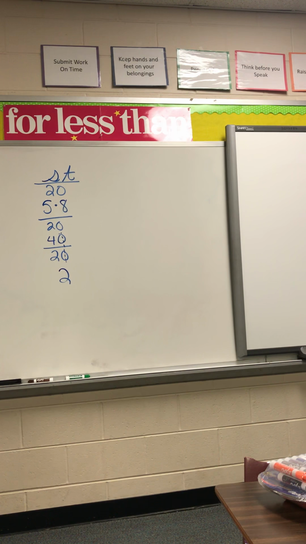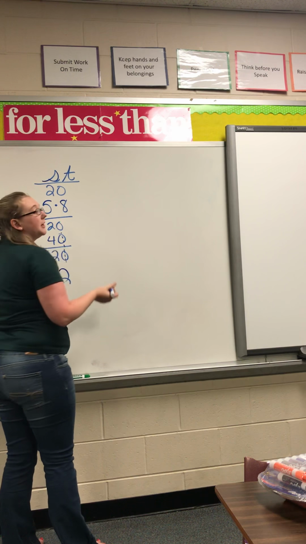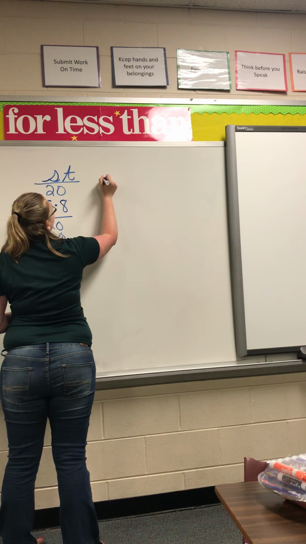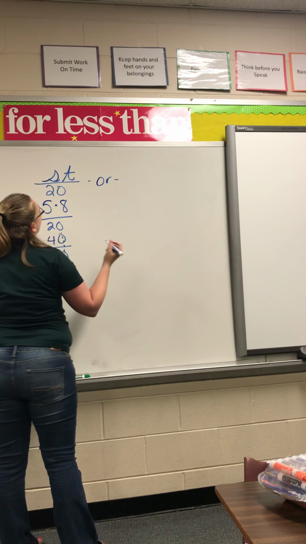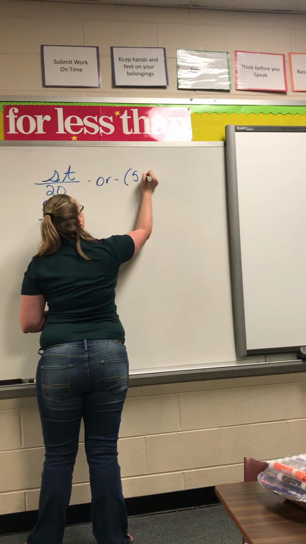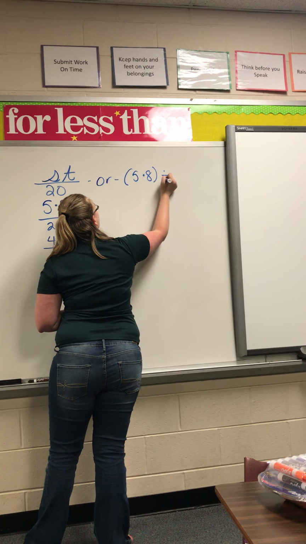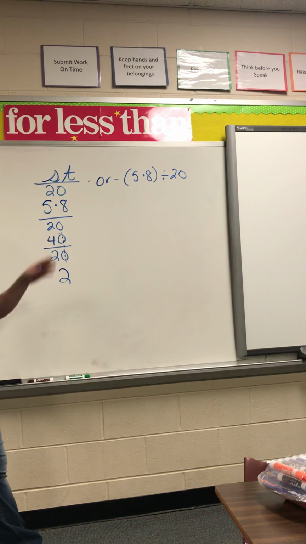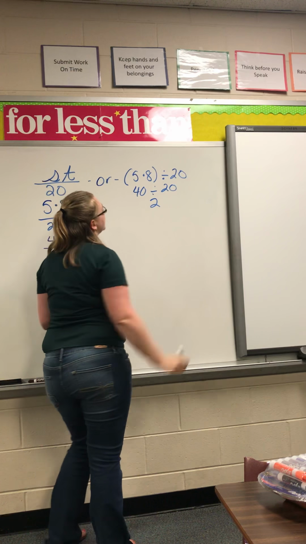The book shows you how to write it out like this. We can also do it this way. I don't love this form, but we can do this form. So, or as a second part, parentheses, 5 times 8 divided by 20. Where again, we take the 5 times the 8 and we get 40. Divided by 20, and that still equals 2.